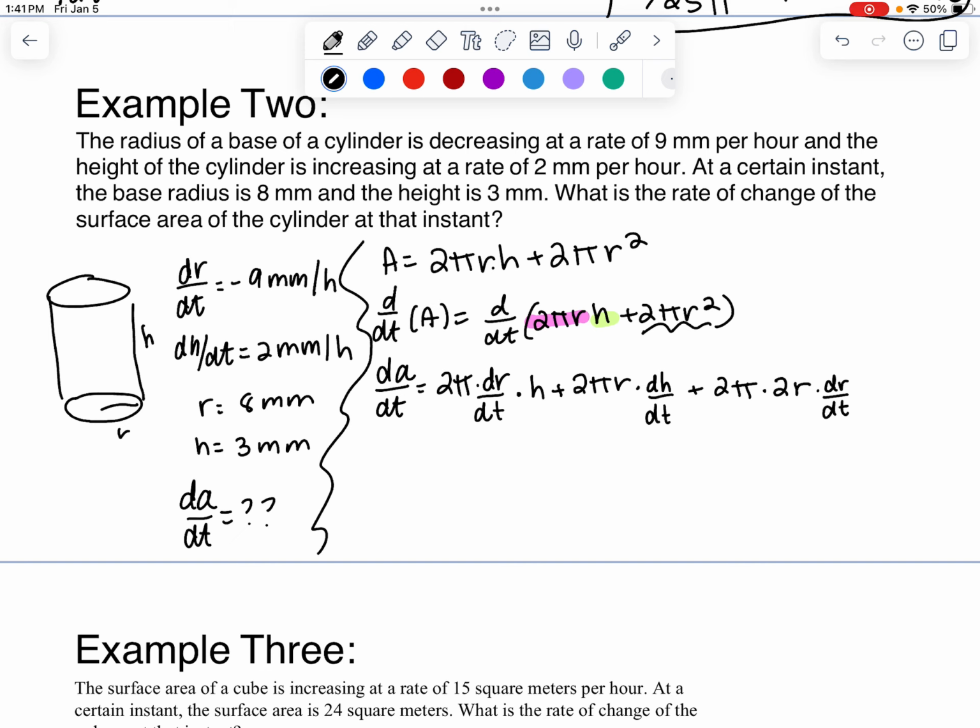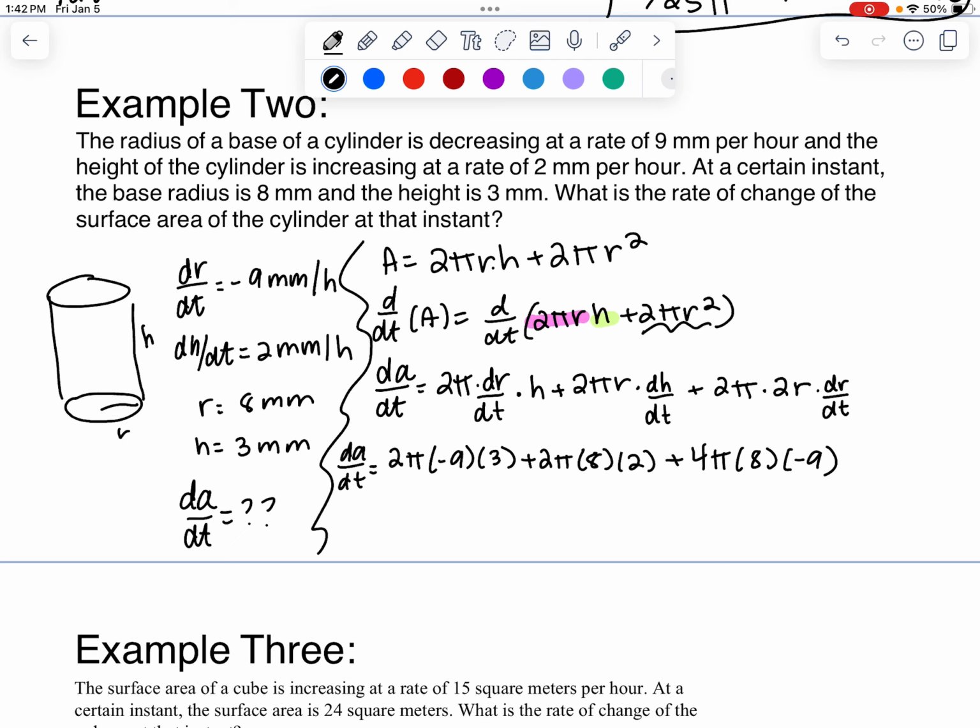I'm just going to check my work real quick and make sure I did not make any mistakes. Nope, everything looks good. Cool. So now I have all the information, so I'm just going to plug things in. I'm trying to find dA/dt. This will be 2 pi, dr/dt was negative 9, h was 3. Then I'll have plus 2 pi, radius is 8, dh/dt is 2, plus, I'm going to go ahead and combine these twos real quick. So that'll be 4 pi, and then the radius is 8, and then dr/dt is negative 9. And then we just have to clean that up.